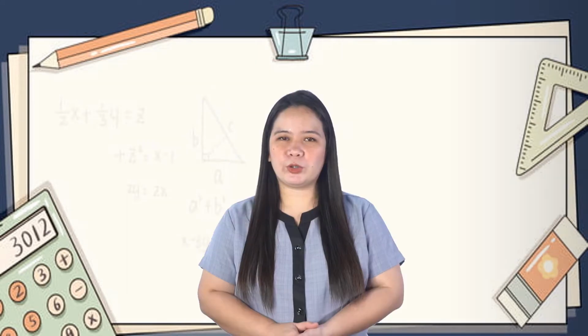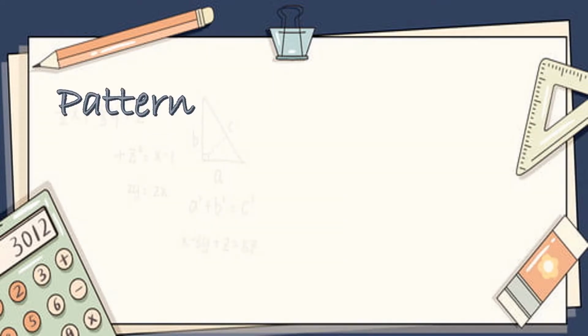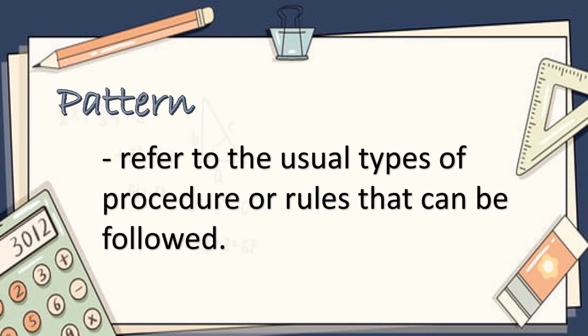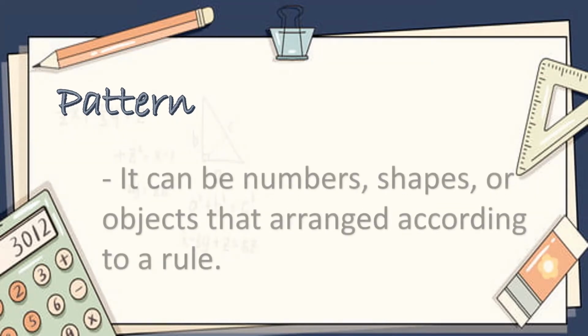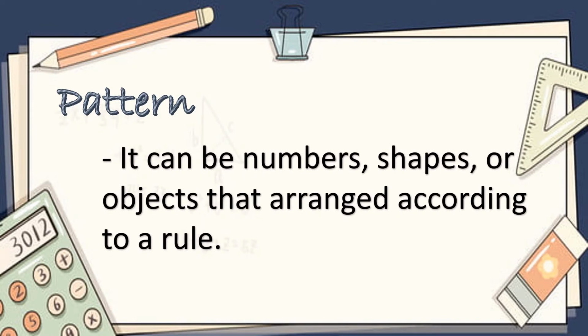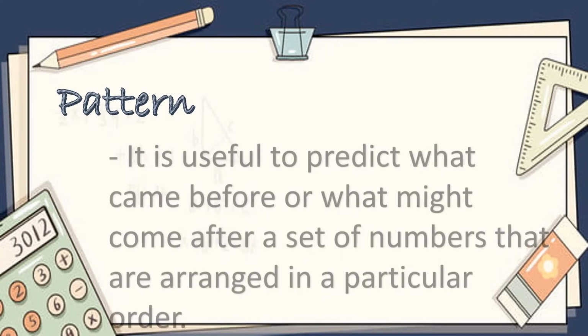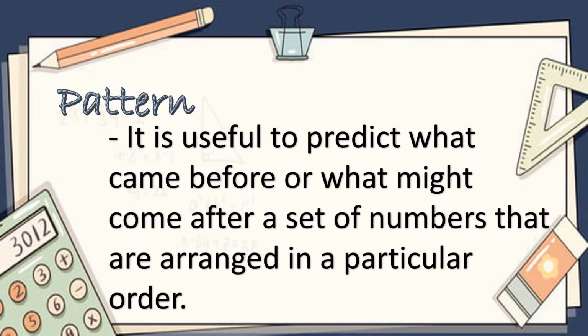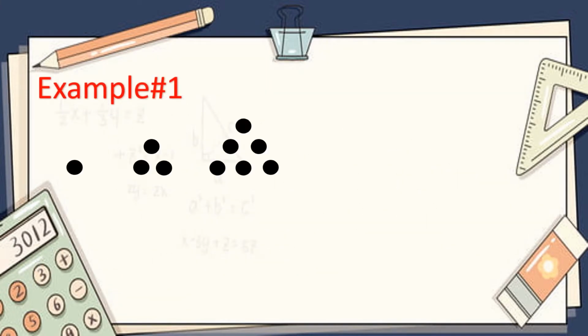Let's start with the word pattern. Patterns refer to the usual types of procedure or rules that can be followed. It can be numbers, shapes, or objects that are arranged according to a rule. Patterns are useful to predict what came before or what might come after a set of numbers that are arranged in a particular order. Look at the example.